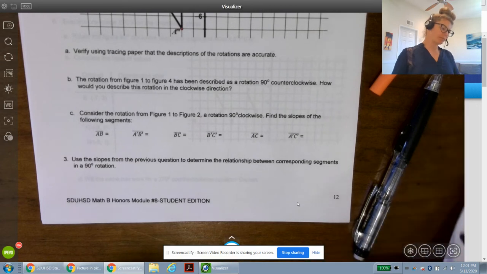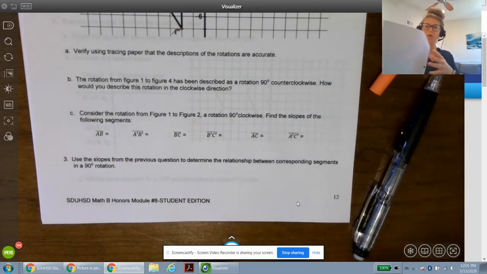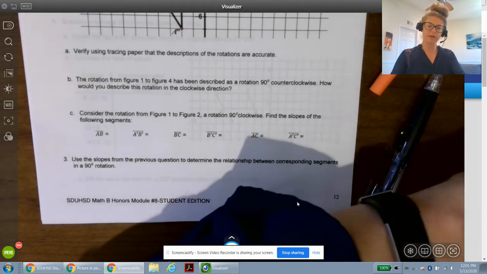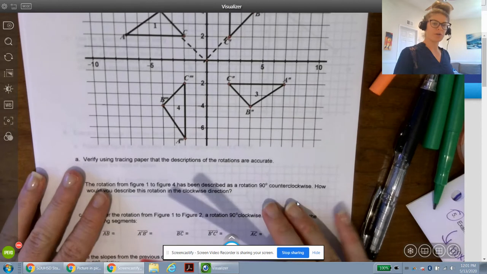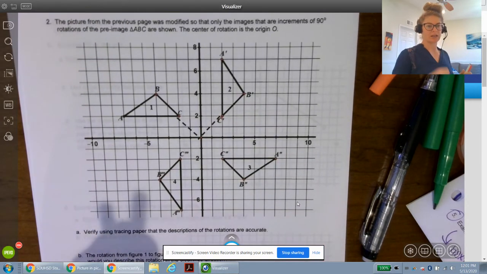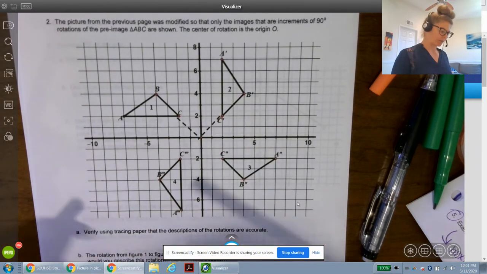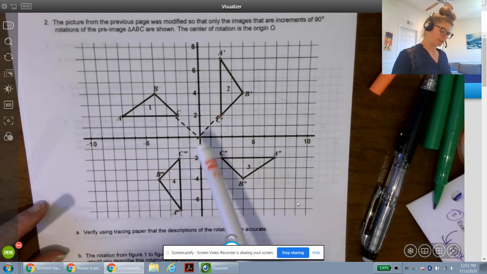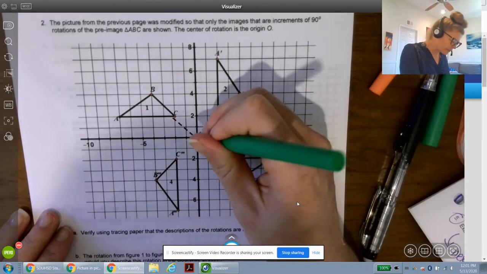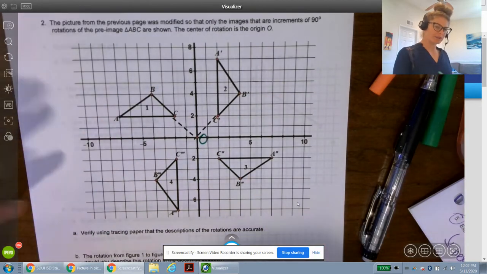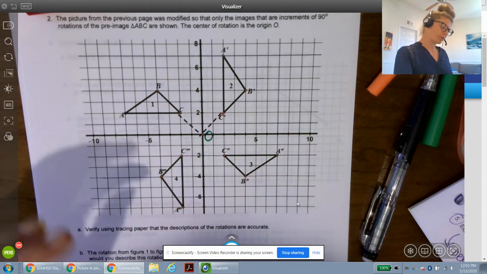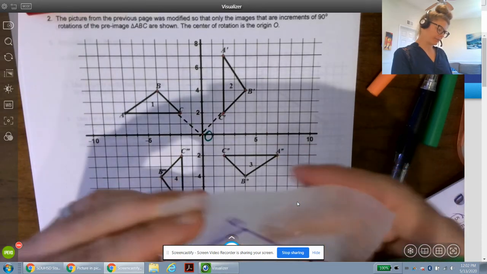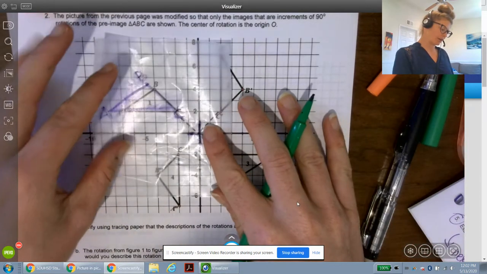So taking a look, the picture from the previous page was modified, so we only have some of the triangles. They're only images that are increments of 90 degrees. And the pre-image, of course, is shown, and the center of rotation is still O, even though it's not labeled anymore. So you'll notice it was modified and kind of shrunk, but my old picture doesn't work here. So you can reuse this piece if you wanted to by just using a different color on there.